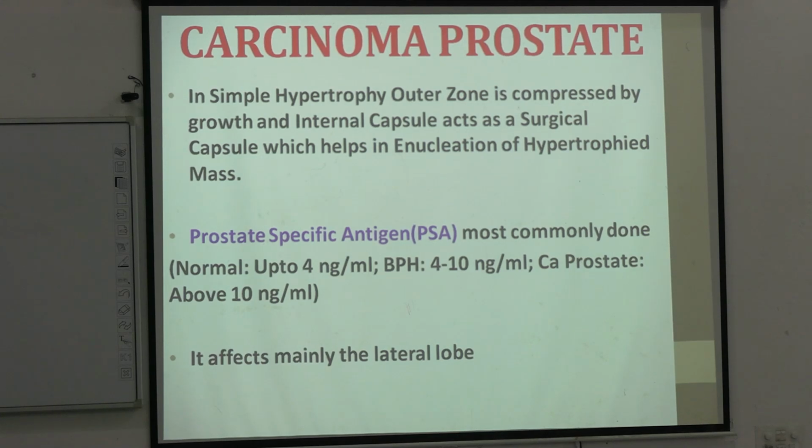Carcinoma prostate. In simple hypertrophy, the outer zone is compressed by growth and the internal capsule acts as a surgical capsule, which helps in enucleation of the hypertrophied mass. Prostate specific antigen, PSA, is most commonly done: normal up to 4 ng/ml, BPH 4 to 10 ng/ml, CA prostate above 10 ng/ml. It affects mainly the lateral lobe.